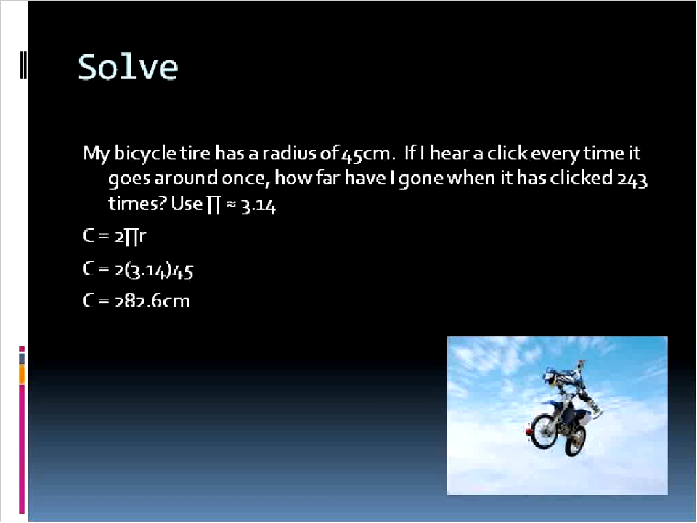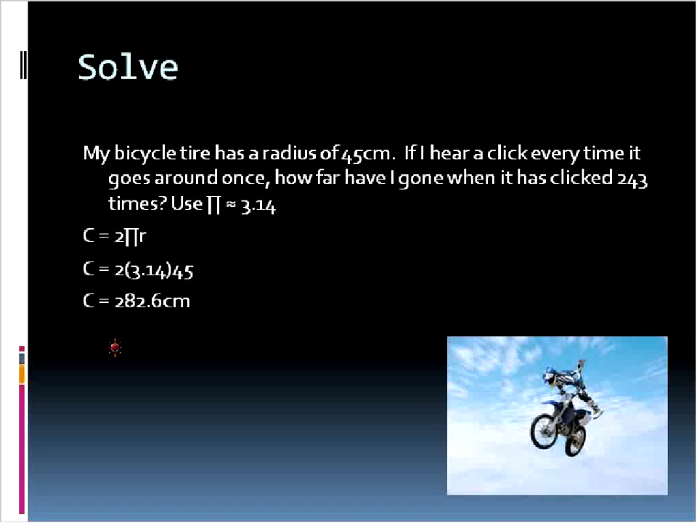So let's say we're not doing tricks too much. That means we're on the ground and the tire goes around one full time. It's going to go all the way around and boom, we're going to hit it again. In that time, we have gone the distance of 2.82 meters, or about 2.8 meters. All right? Now, back to the question. It clicks every time it goes around. So I guess this started to get annoying, and you started counting, and you counted 243 clicks.